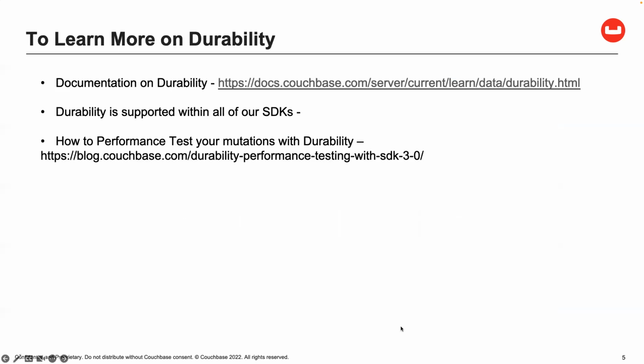So I hope this has given you a good sense of your options when it comes to durability. And if you want to learn more about that, you can check out our documentation page on durability. Do understand that durability is supported in all the SDKs. And there is a great blog posting on how you can do performance testing and actually see and understand how the durability level you're using may affect your round trip mutation transaction time. So hopefully this has been helpful.